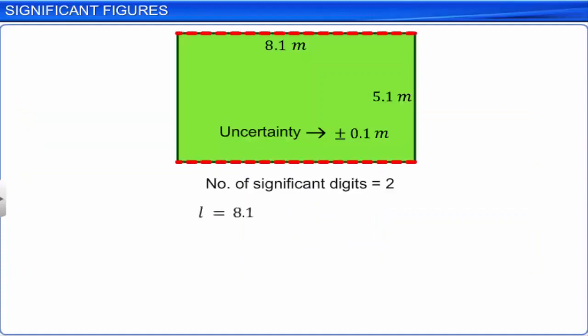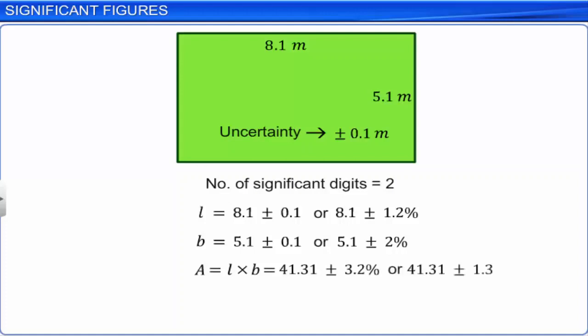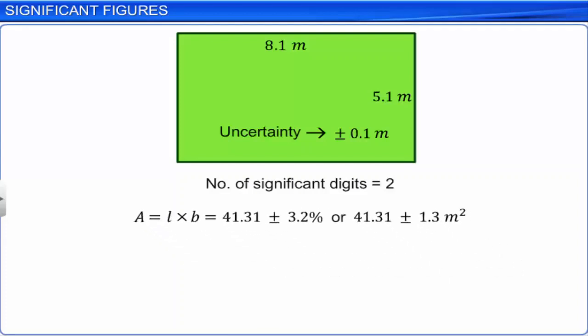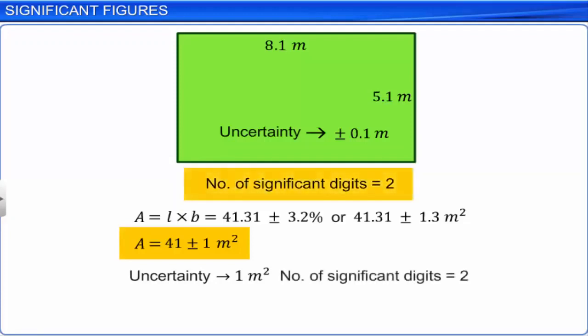Here, the length can be written as 8.1 plus or minus 0.1 or 8.1 plus or minus 1.2%. And the breadth can be written as 5.1 plus or minus 0.1 or 5.1 plus or minus 2%. Hence, using the combination of errors rule, the area of the field calculated as the product of these two quantities would be 41.31 plus or minus 3.2% or 41.31 plus or minus 1.3 square meters. We can report this as 41 plus or minus 1 meter square. Here, 1 square meter is the error in the result. Thus, the result also has two significant digits, which is same as the original data.